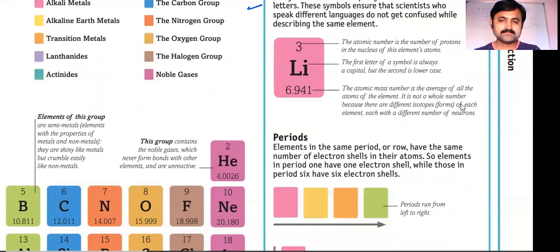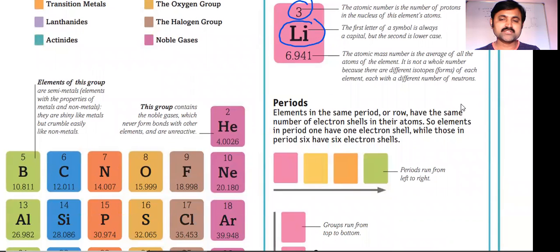So that's why the symbols are given here. In this, this number indicates the atomic number, 3 in the lithium case, for example. The atomic number is the number of protons in the nucleus of the element's atoms. And the symbol is there in big, thick letters. The first letter of the symbol is always capital, but the second one is lowercase.